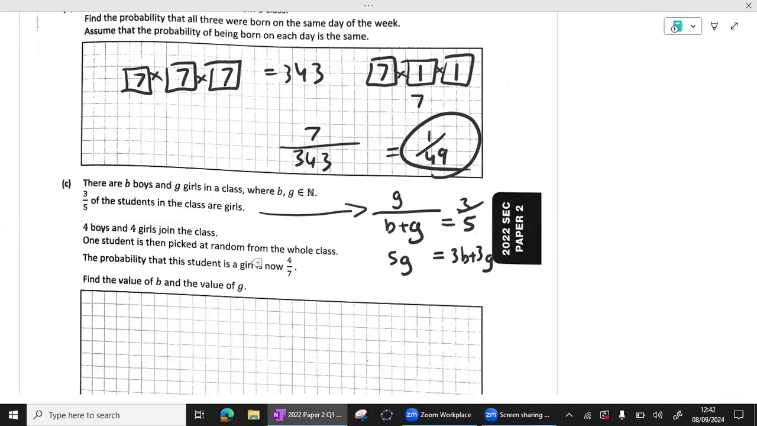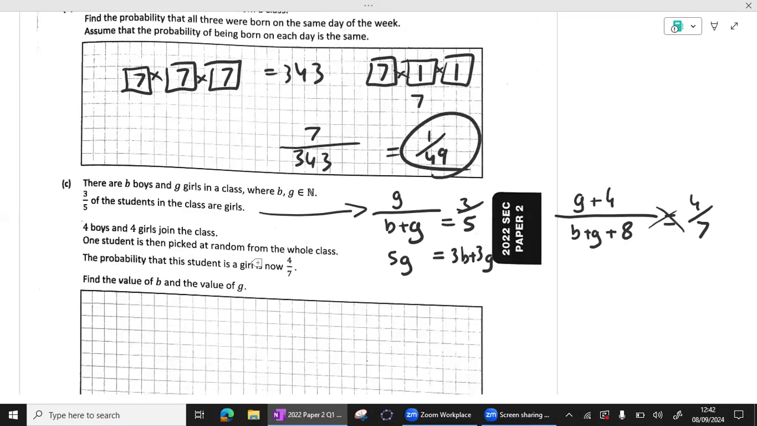It says 4 boys and 4 girls join the class. One student is then picked at random from the whole class. The probability that the student is a girl is now 4 over 7. Okay, so all of a sudden now we're going to have 4 extra girls, and our total is also going to increase. Well, it's going to increase by 8, because we now have 4 girls and 4 boys. And the answer this time is supposed to be 4/7.